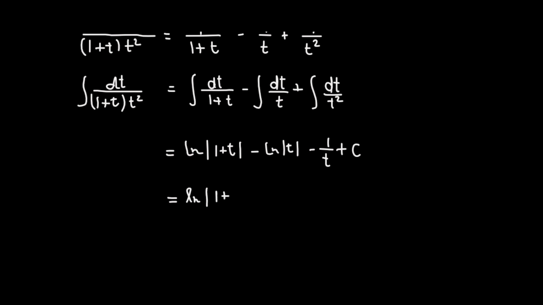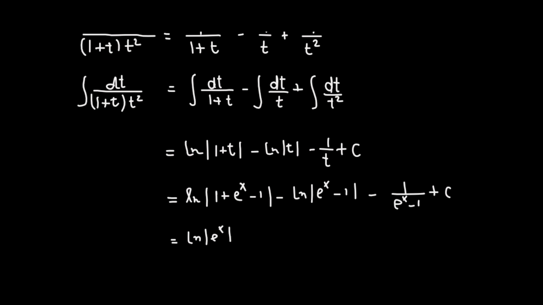And finally, we have to replace the value of t with the original function e raised to the power of x minus 1. So that should give us the natural log of e raised to the power of x, minus the natural log of (e raised to the power of x minus 1), minus 1 over (e raised to the power of x minus 1), plus the constant of integration c.